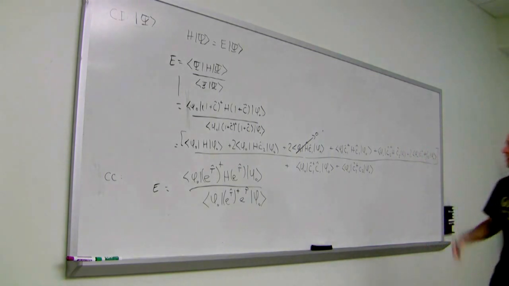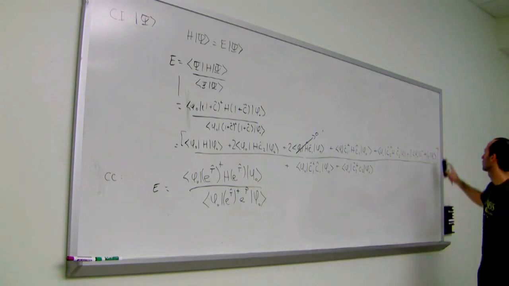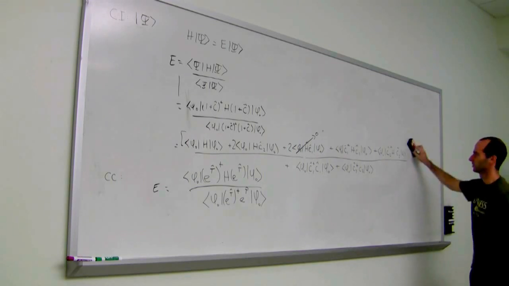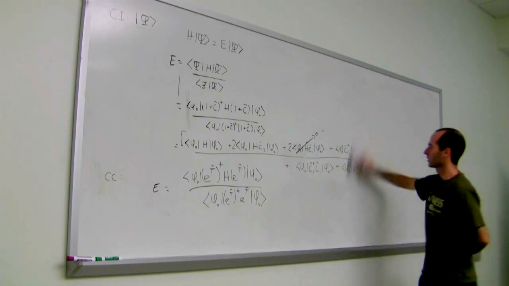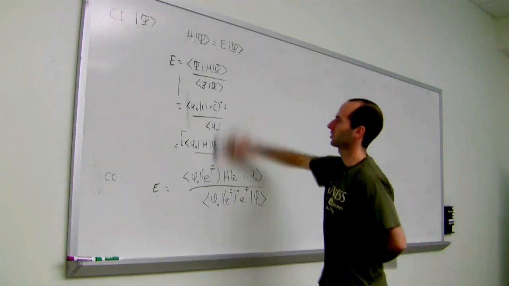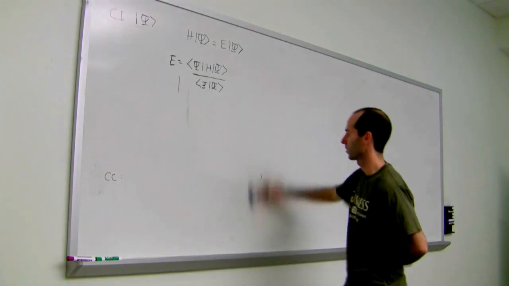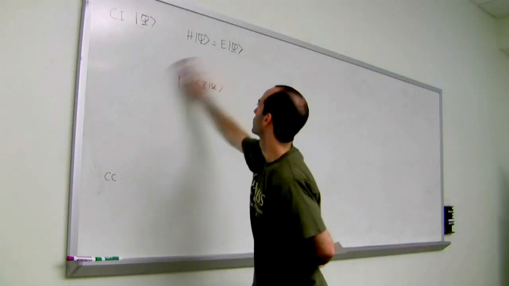We need to think of a different representation of the energy to solve for the CC amplitudes. And the way we're going to do that is through projective techniques. And again, I'll show you for CI, where it's really simple, and then I'll show you for coupled cluster, where things get more complicated, which is the general story.